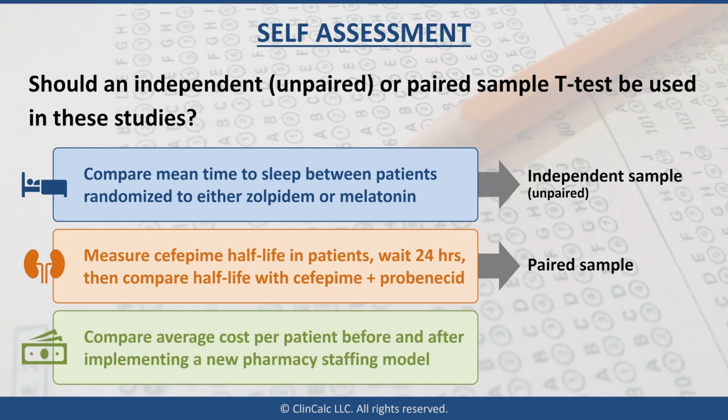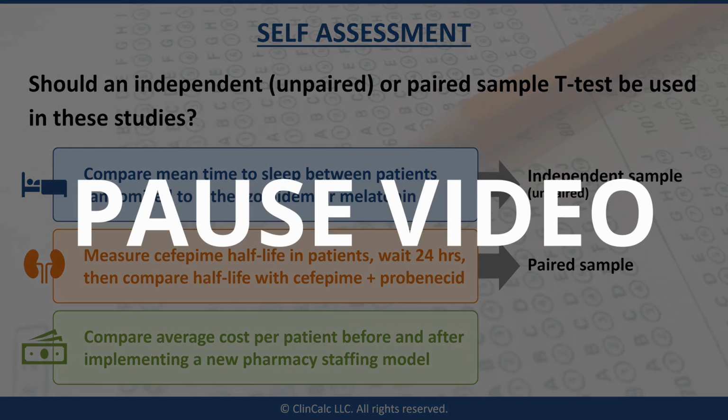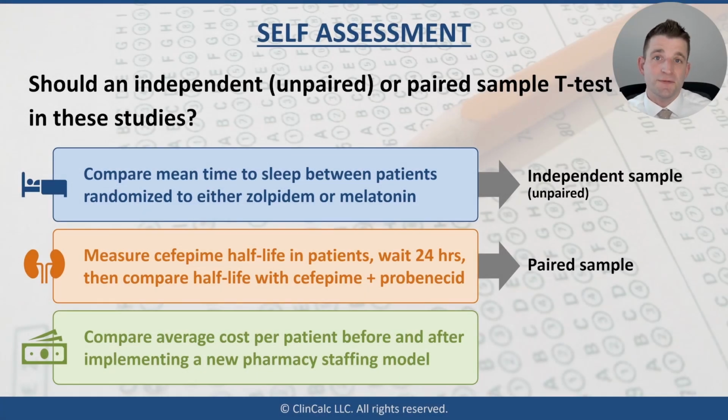Then finally, compare average cost per patient before and after implementing a new pharmacy staffing model. So in this example, because each pharmacy is serving as their own control, this is going to be a paired sample again, because we're going to look at before and after. And when we see a before-after study design, that's almost always going to be a paired sample t-test.